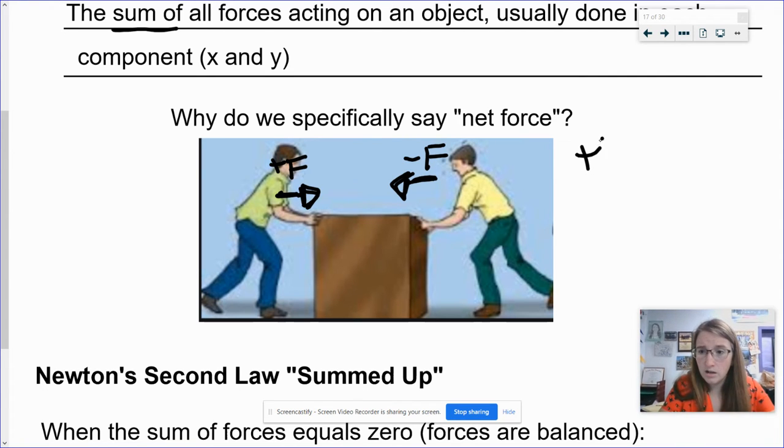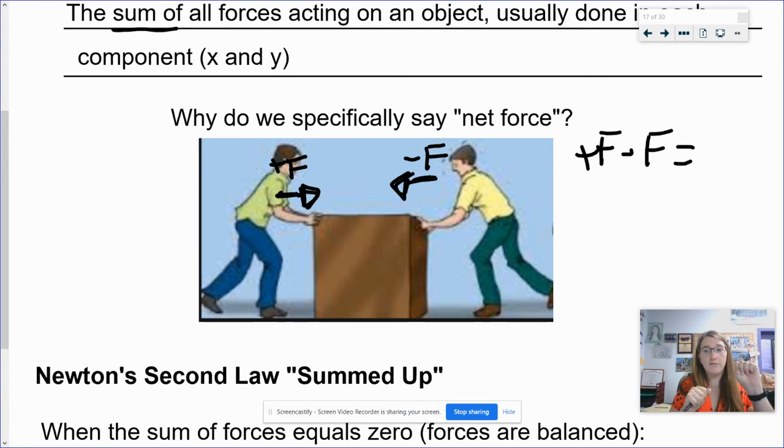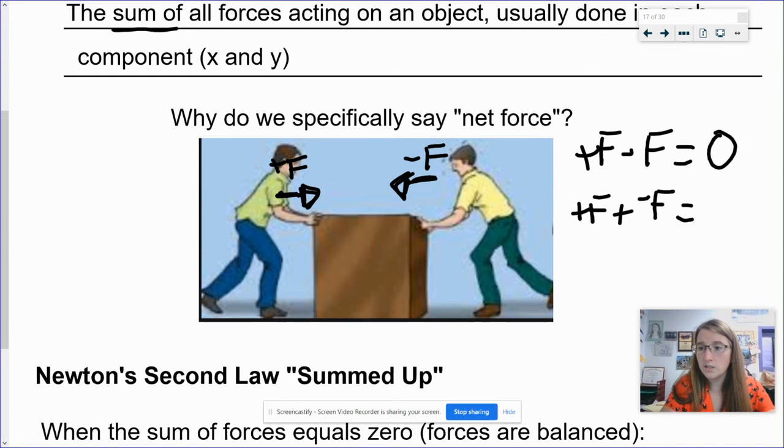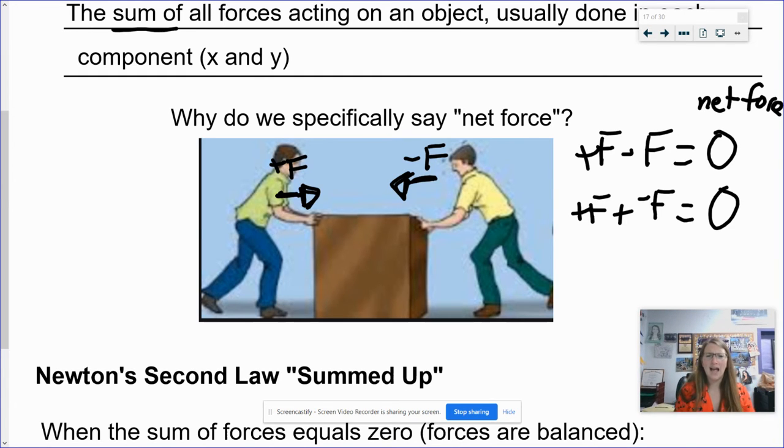What's going to happen here? A positive force minus the same force, I'm just combining them, right? Plus F plus a minus F, if I want to write it like that so it makes sense. This results in a net force of 0. So what do you think is going to happen to the box? It's not going to go anywhere, right? Even though they're both applying a force to this box, since they're applying the same force in opposite directions, we got a net force of 0. The box isn't going anywhere, right?